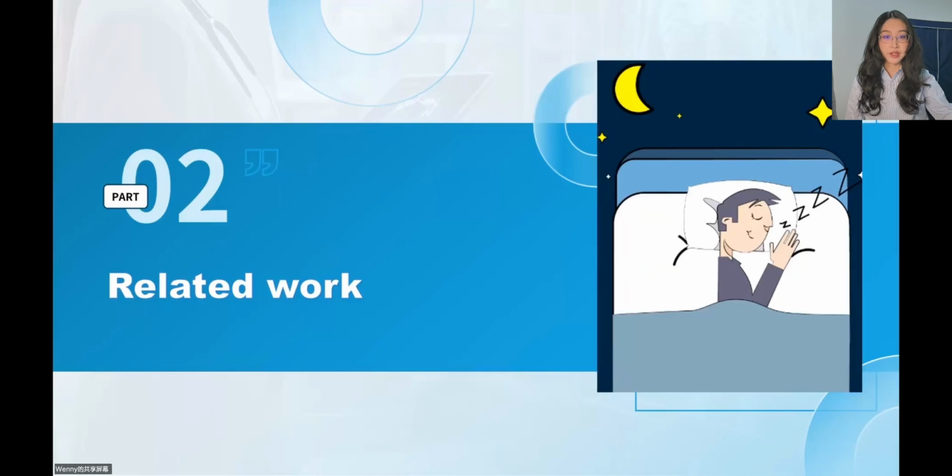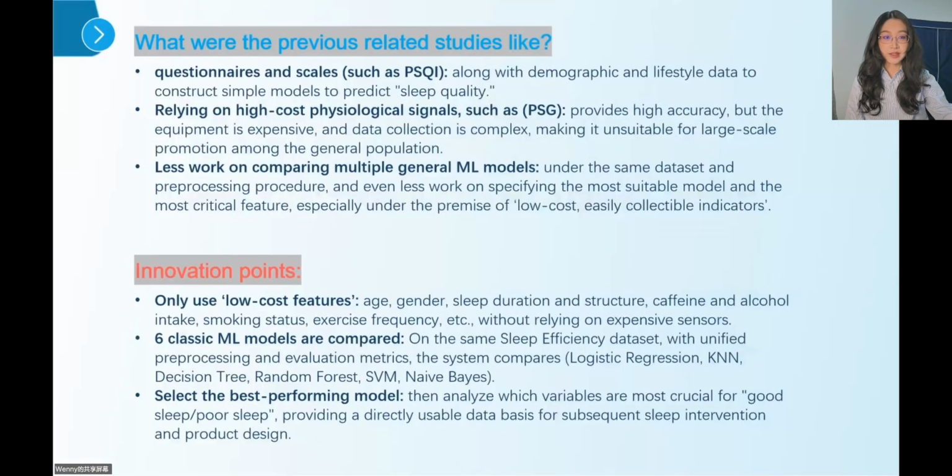Before introducing my research, let's review the previous related studies in this field. Existing research on sleep quality prediction can be roughly divided into 2 categories. The first category uses questionnaires and scales, such as the Pittsburgh Sleep Quality Index, and the second category relies on high-cost physiological signals, such as polysomnographic data. Although these methods can achieve high prediction accuracy, the equipment is expensive and the data collection is complex, making them unsuitable for large-scale promotion among the general population.